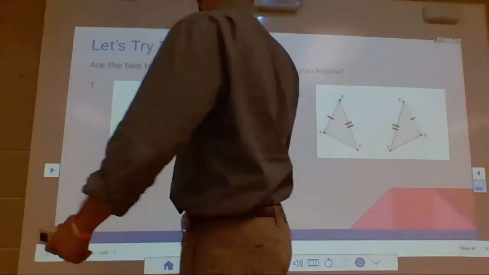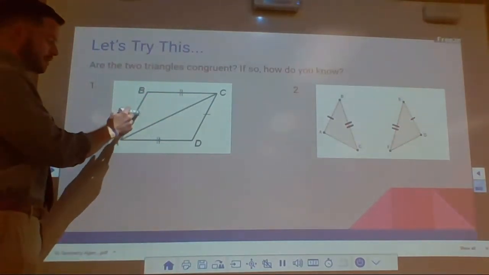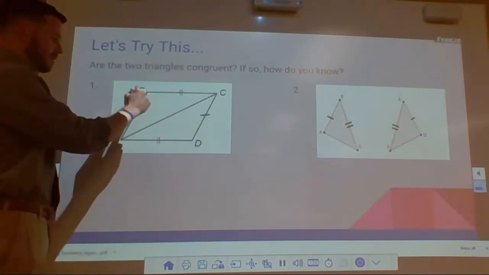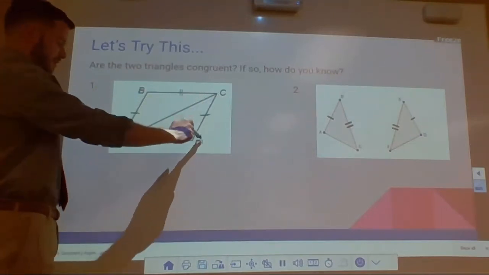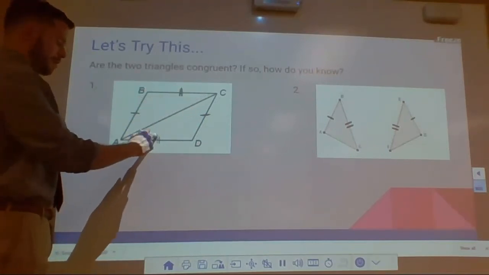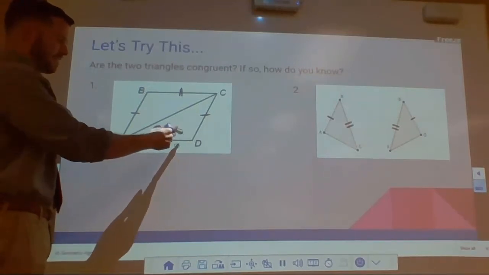Are these two triangles congruent? How do we know? Well, we see a congruent side. We have a single tick mark here, single tick mark there. So we know side AB is going to be congruent to side CD. We also see the 2 tick marks here at BC. So side BC is going to be congruent to side AD.